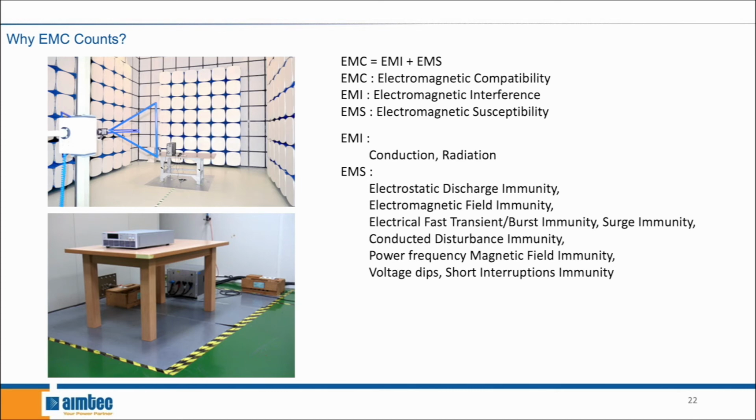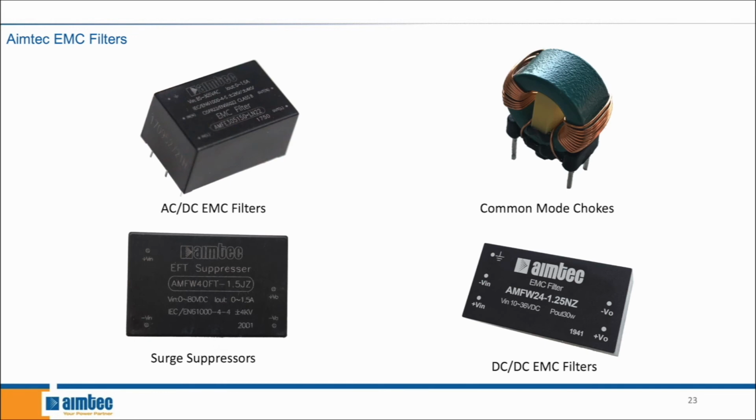On the left, the top picture is an anechoic chamber, which is what we use to measure the radiated emissions, and the bottom picture is an example of how we would measure the conducted emission. Aimtec has various products that can help you with your EMC compliance. We offer AC-DC EMC filters, DC-DC EMC filters, and then we have common mode chokes and surge suppressors. If you want to know more about how these products can be used in specific applications, please have a look at our EMC course that you can find right here in the Aimtec Academy.